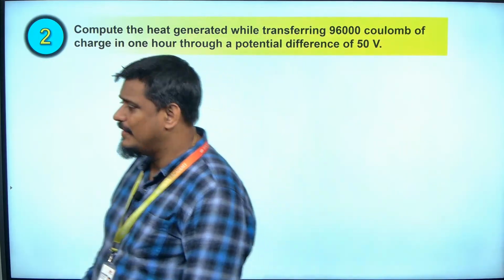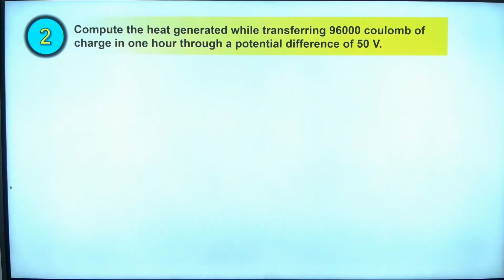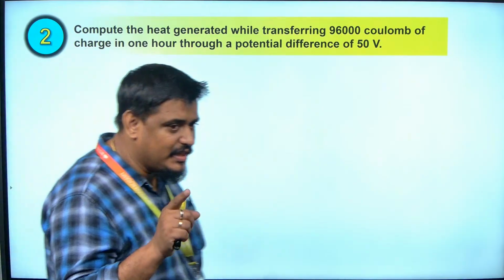VIT. Okay, V is known. I is how much? Q by T. Where is I known? I is not known here. Charge is only known. But one thing, time will get cancelled, isn't it? H is equal to VIT.